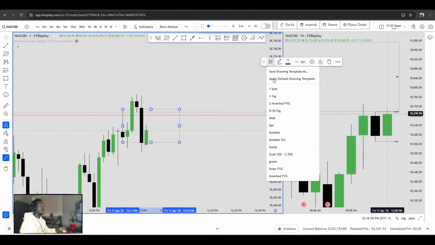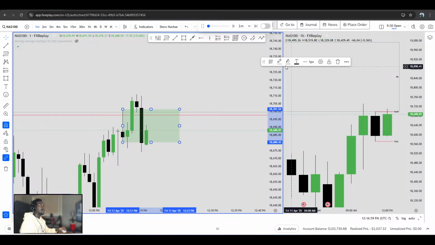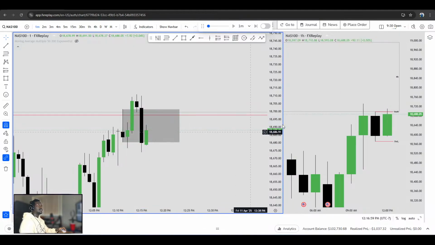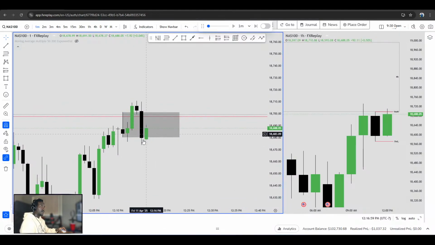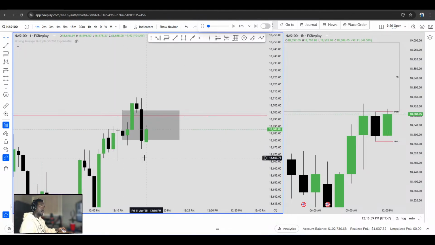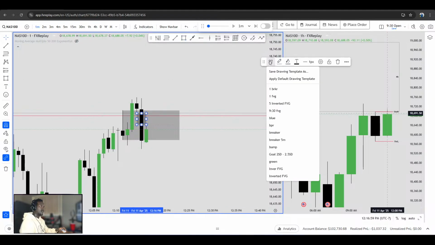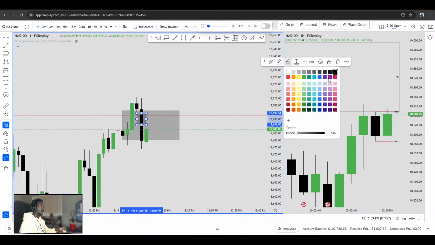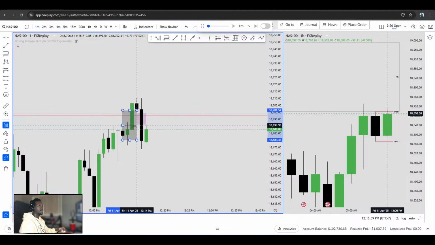That right there, I need that to be in black. So that's my bounce zone, and we've closed below it, and so we do have a lower high and a lower low. So that's a break in itself, and then we have an inverted fair value gap here, and I could just use that fair value gap as well. So that can be in purple, and that's what I'm looking for.